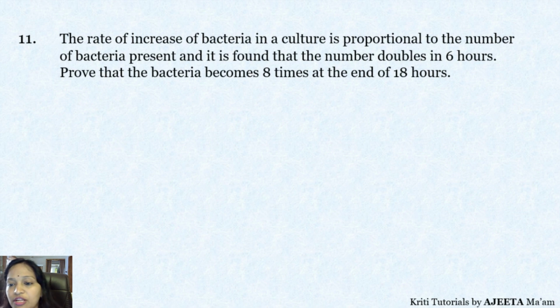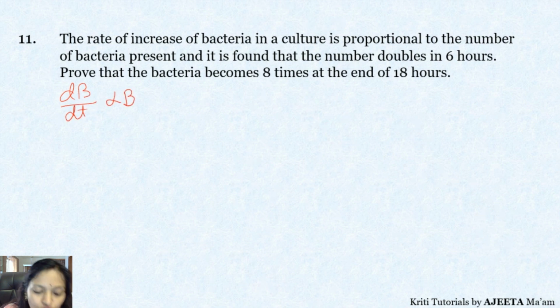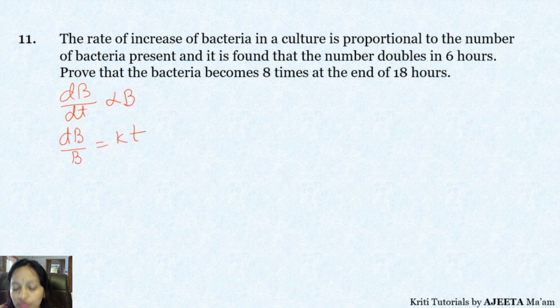Now, the rate of increase of bacteria in a culture is proportional to the number of bacteria present, and it is found that the number doubles in 6 hours. Prove that the bacteria becomes 8 times at the end of 18 hours. So, answer आपको prove करना है कि 8 times at the end of 18 hours. Let's use the first condition. So, let's take the number of bacteria as B. So it is proportional to the number present. Let's use the simple condition. Variable separable, introduce the constant k.